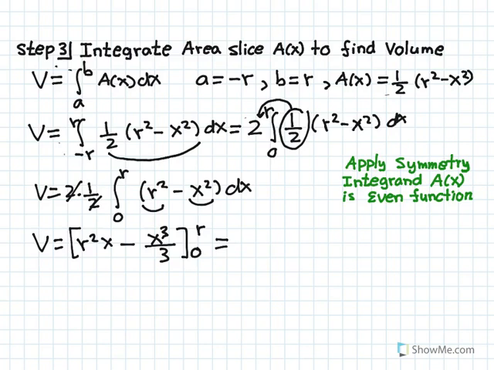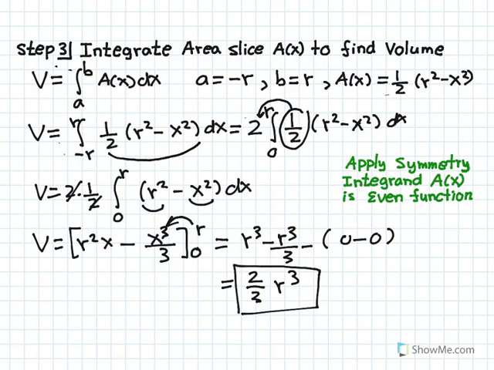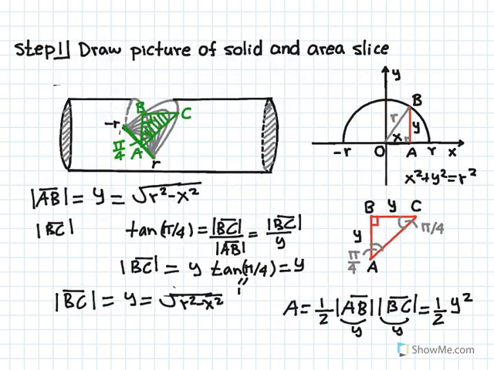Now apply the fundamental theorem of calculus. Putting the upper limit in, we get r cubed minus r cubed over 3, minus putting the lower limit in, we get 0 minus 0. So we get 1 minus 1/3, that's 2/3. 2/3 r cubed is the volume of the wedge removed from the log. This is the volume right here that we've removed. So we have found the volume of the wedge by applying the method of slicing. All right, thanks.